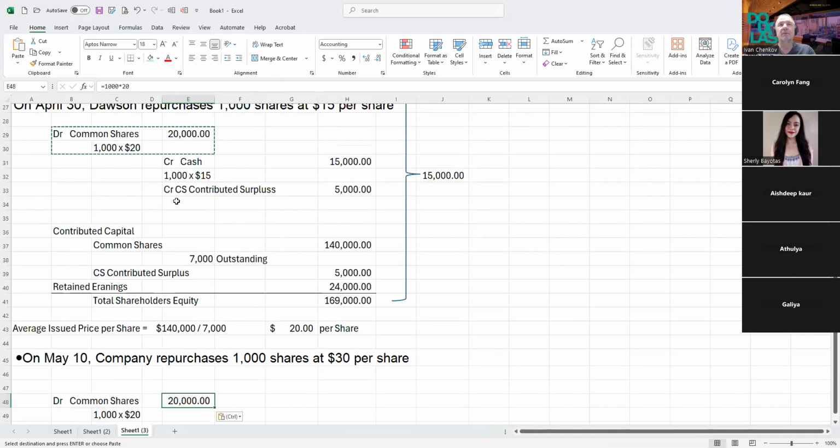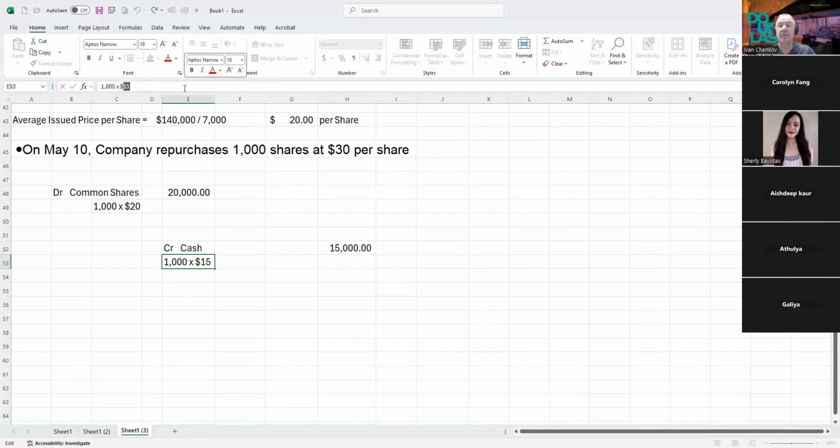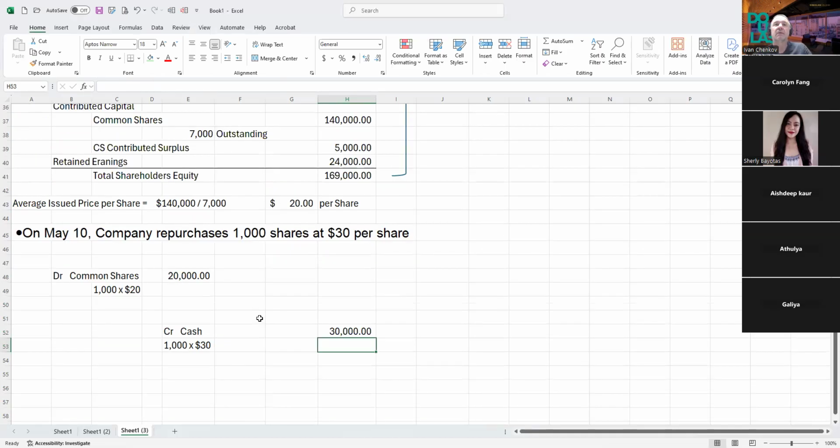Now, what's going to happen with the cash? That cash is going to change now, right? Let's see. Cash: instead of 15, we're going to pay $30. So how much cash are we going to pay? $30,000. Make sense? Now we are deficient, yes. We're paying more than what we got. I got $20 per share, and now I'm paying $30 per share for the same shares. I'm paying $10 more than the price that I got for those shares.